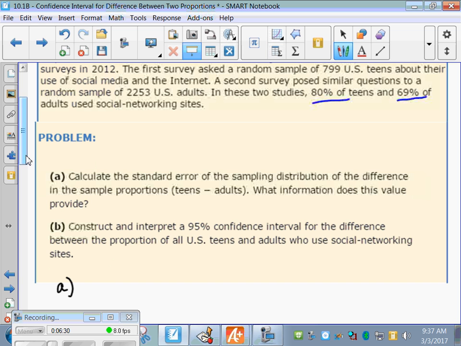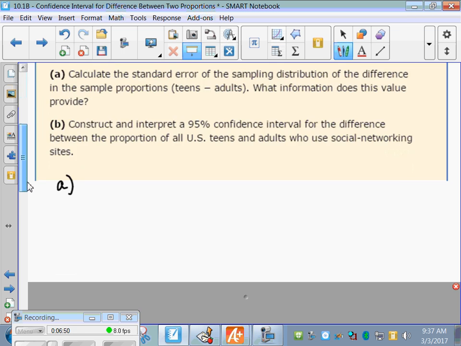Calculate the standard error. So this could be a question, it's just the standard error. That's why you want to know what that formula is. So calculate the standard error for the sampling distribution of the difference in the sample proportions, teens minus adults. What information does this value provide? What does it actually mean? All right, so let's calculate that.